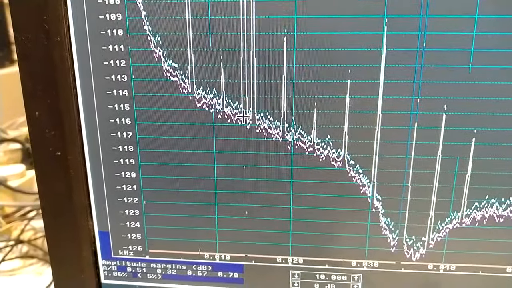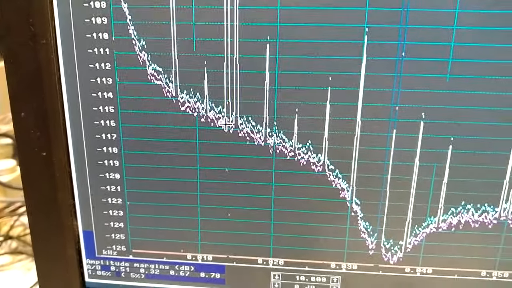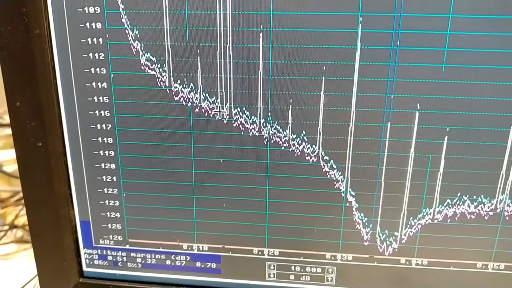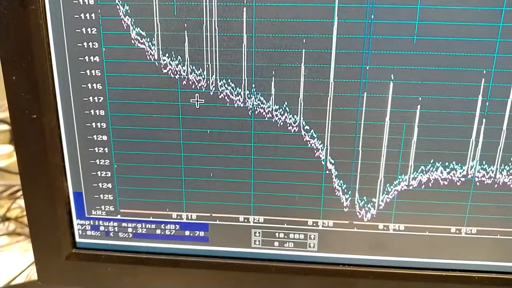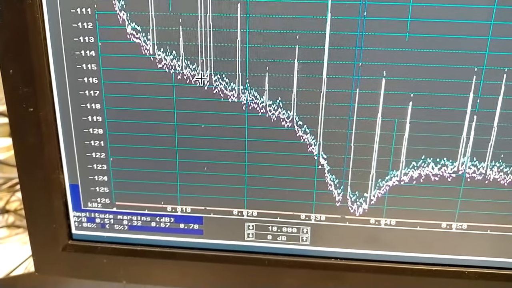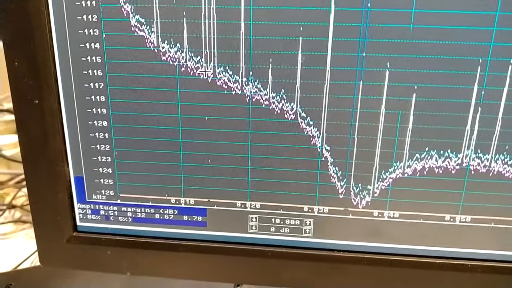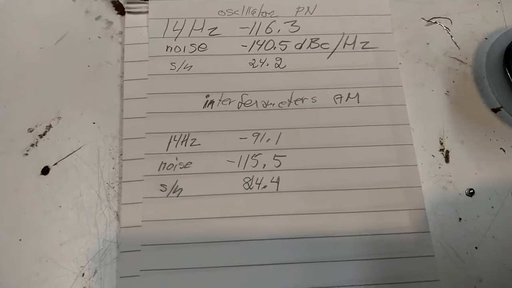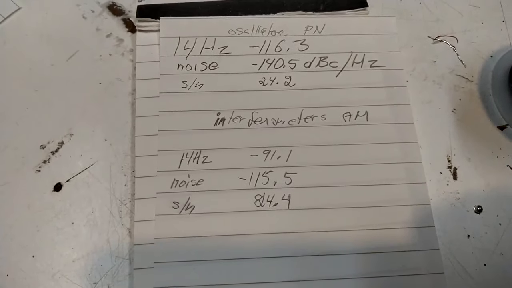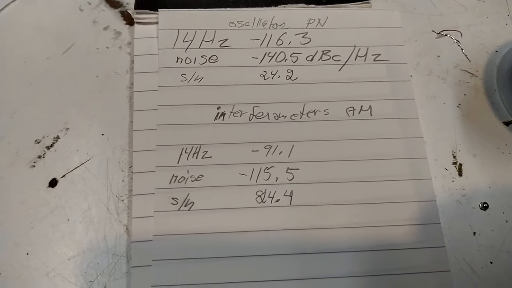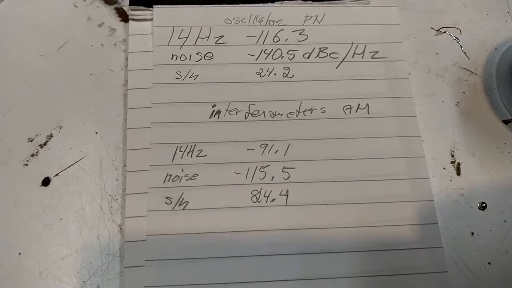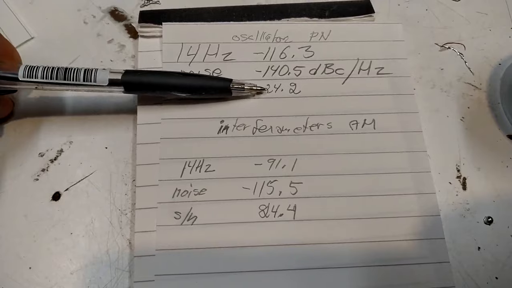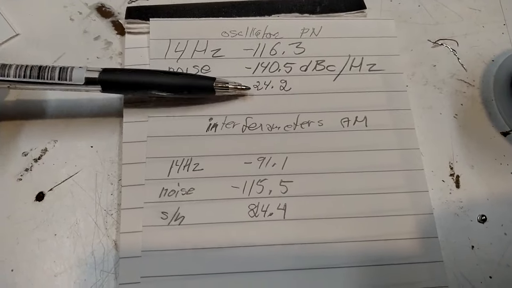I want to look at the white trace, and it's here at 14 Hz, minus 115.5, or maybe a little bit up or down. I haven't waited long enough, really. Anyway, what I'm interested in is how high the 14 Hz signal is above the noise floor at 14 Hz. And the phase noise, that signal-to-noise ratio, is 24.2 decibels.